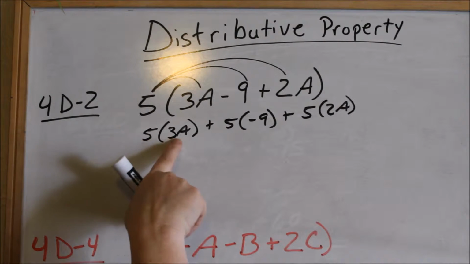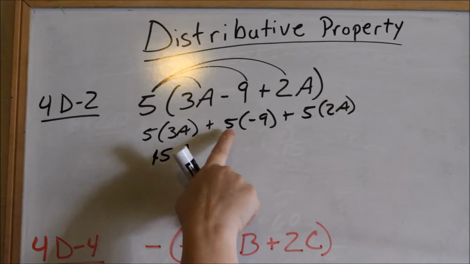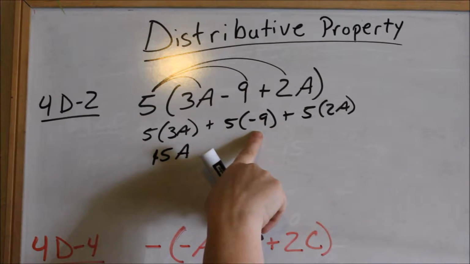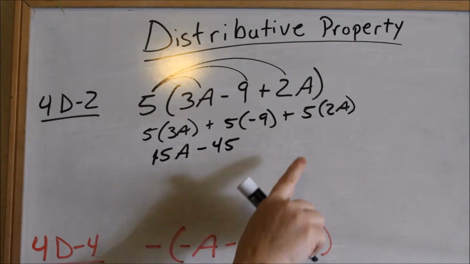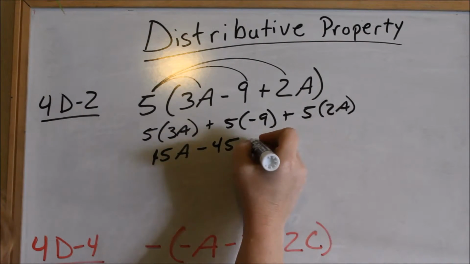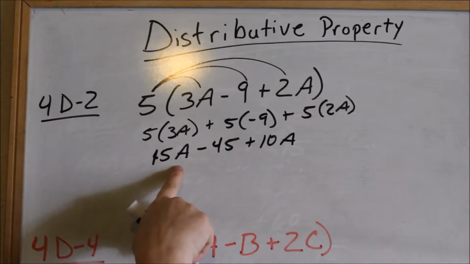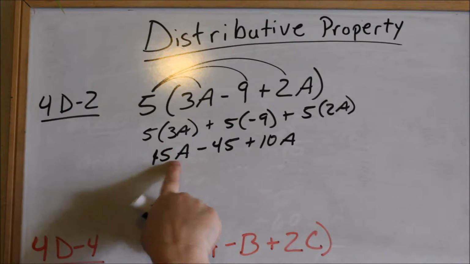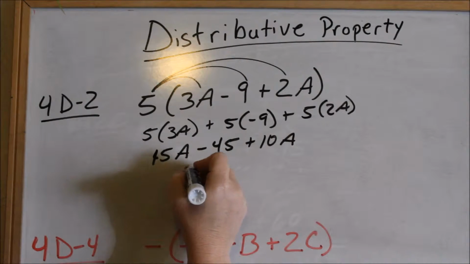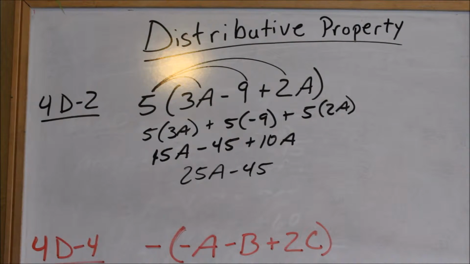So 5 times 3a is 15a. 5 times a negative 9, a positive 5 times a negative 9 is a negative 45. And then 5 times 2a is 10a. Now you can combine like terms. You can combine a's to a's. 15a plus 10a is 25a, and then there's nothing to combine your negative 45.